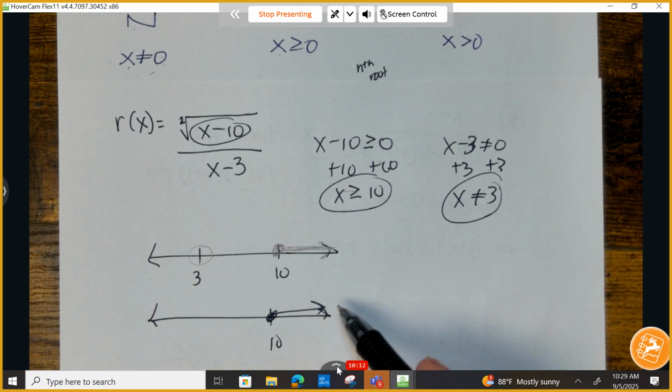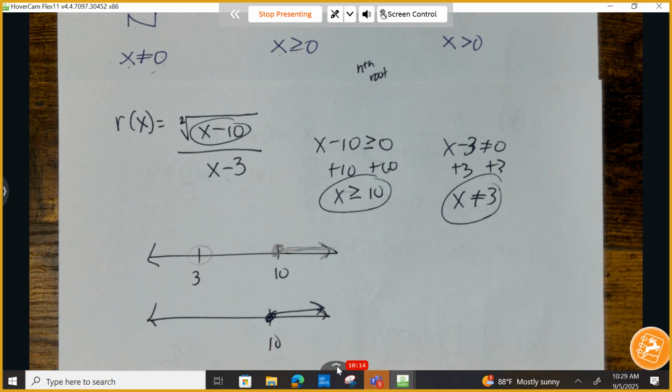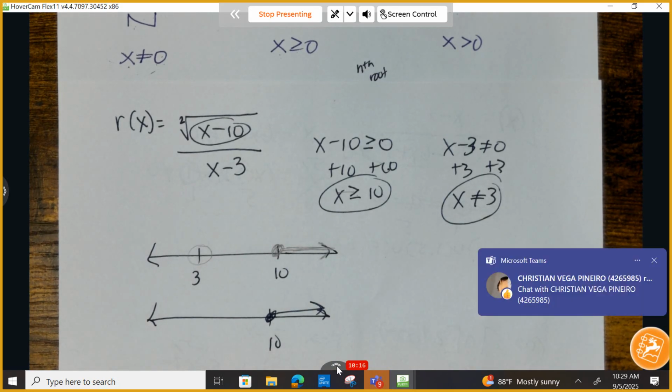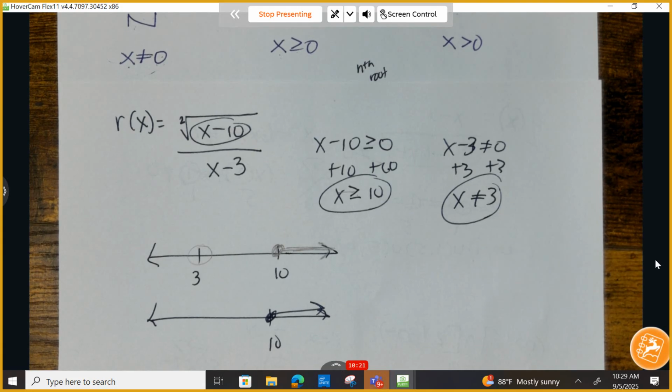So if I said to you, is 100 a possible value for the domain? The answer is yes. What about 11? What about 10? Yes. What about 0? Tricky one, what about 3? No. Okay.